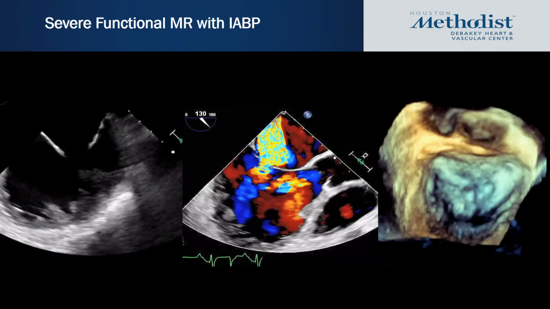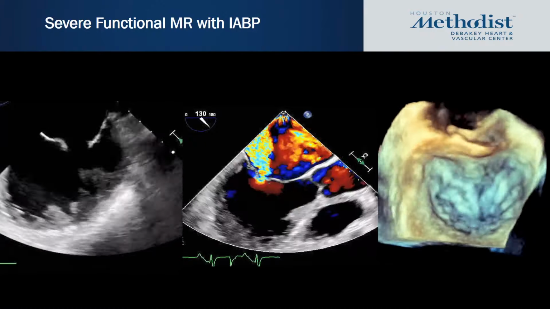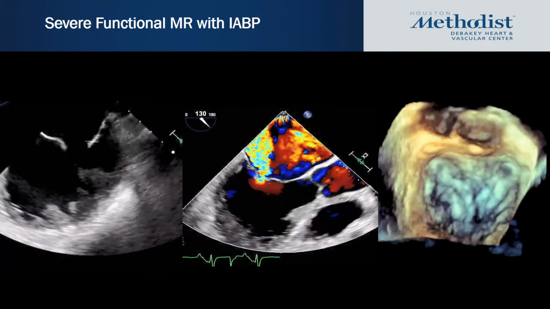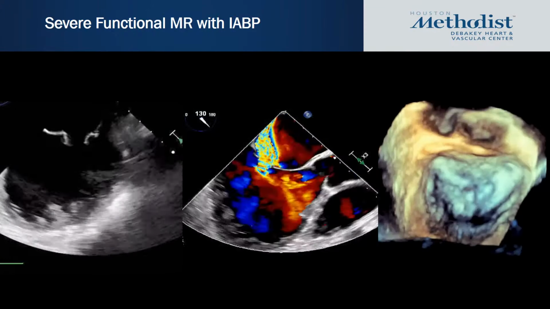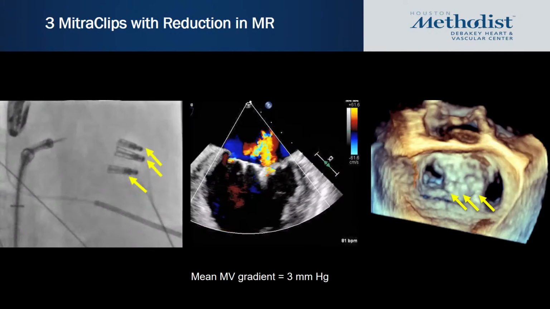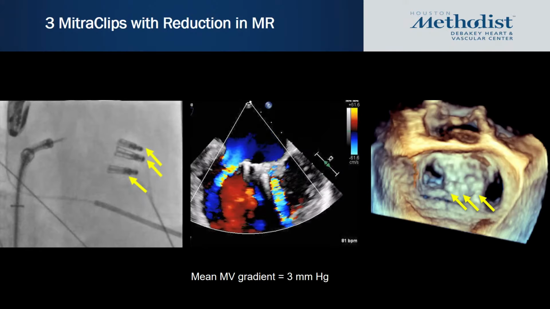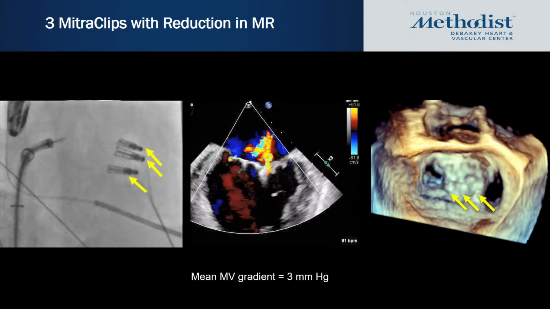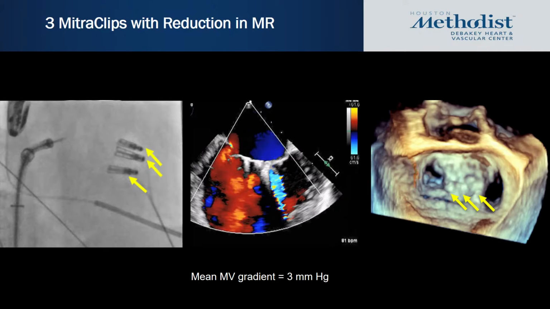This is a case of a patient who presented with severe functional MR at the time of COVID, requiring an intra-aortic balloon pump. Because of the borderline blood pressures, we could not add a lot of medications, and the patient was in shock. The patient eventually underwent transcatheter edge-to-edge repair with 3 MitraClip devices, resulting in significant reduction in mitral regurgitation with a mean mitral valve gradient of only 3 millimeters of mercury. And the patient was immediately weaned off mechanical support and was discharged home.